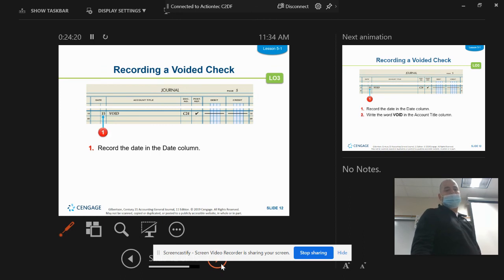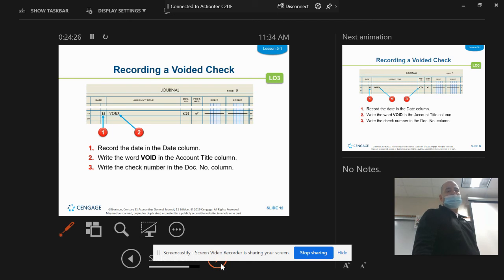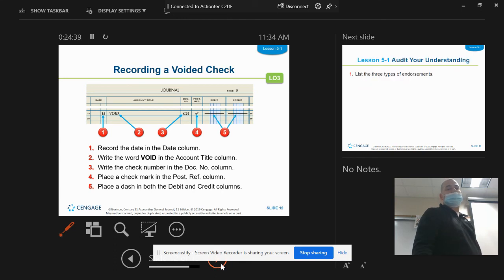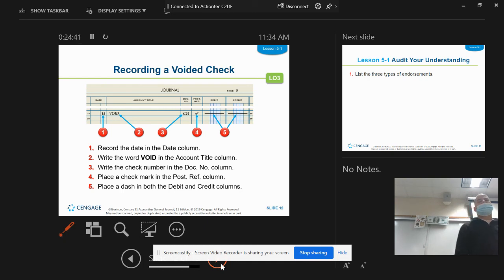So record the date, write the word void on the account title, write the check number in the document number column, place a check mark in the post reference column, and then dashes in the debit and credit. Questions about anything from 5-1?